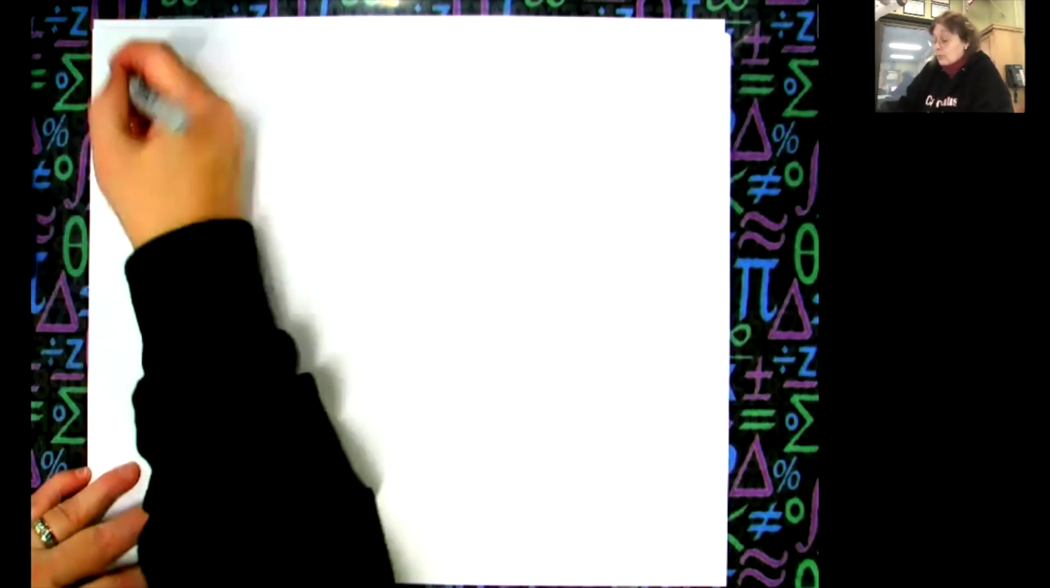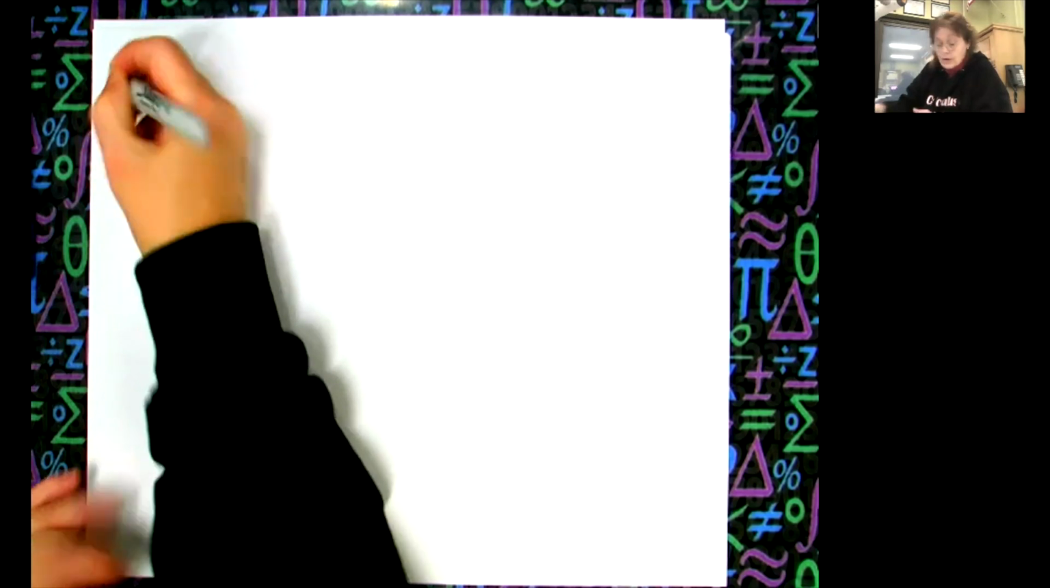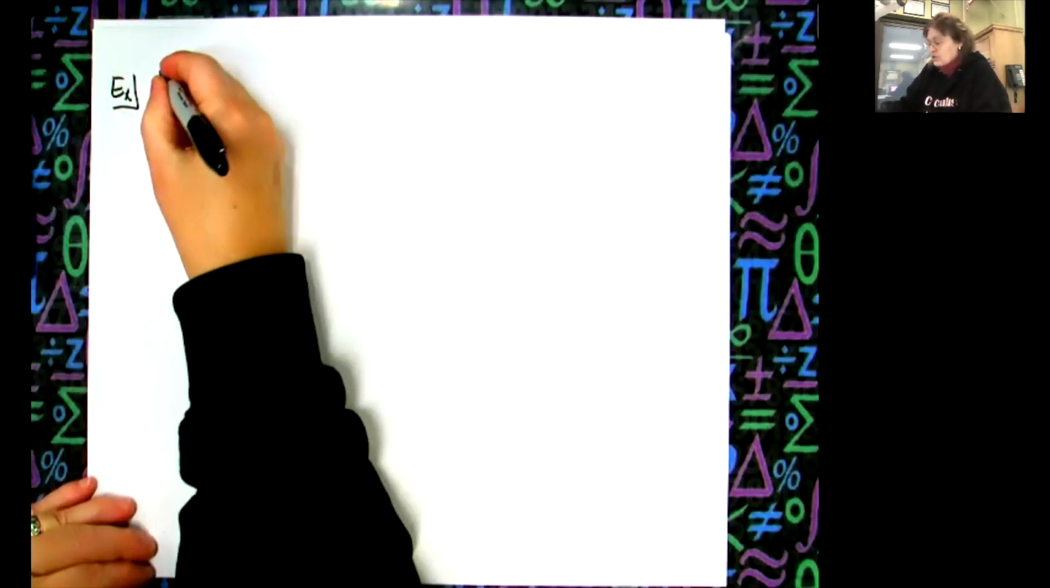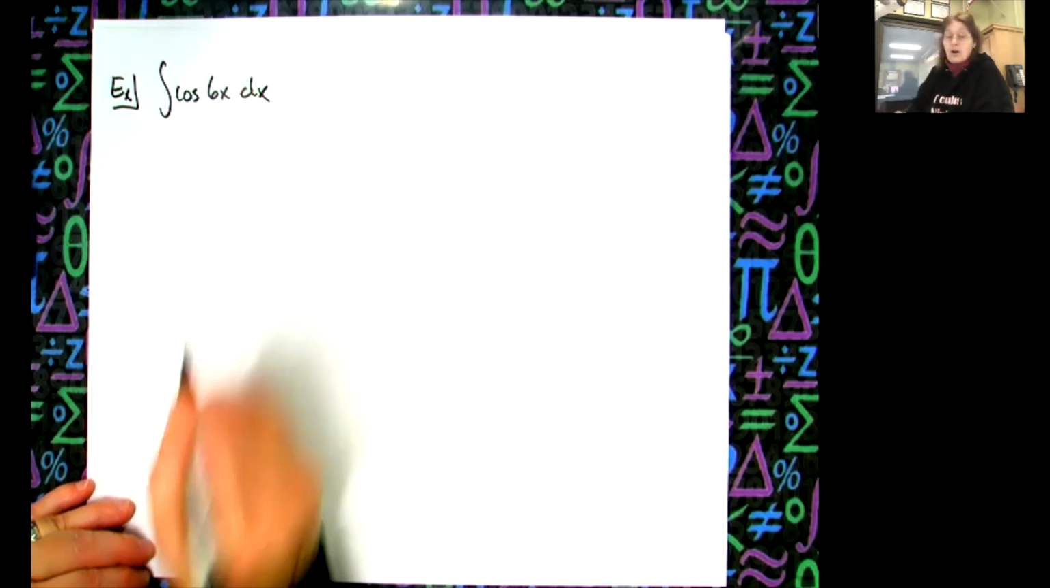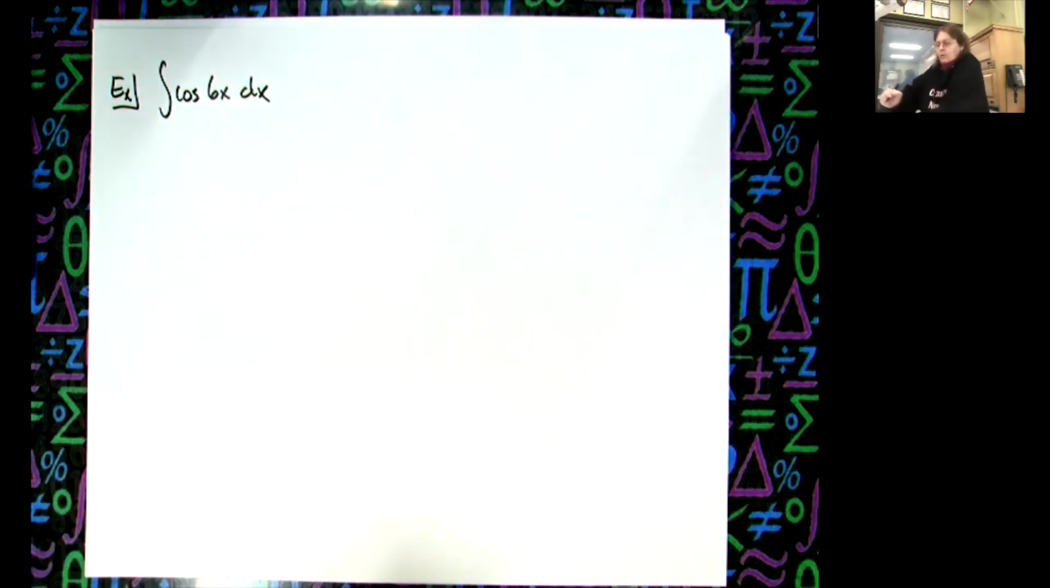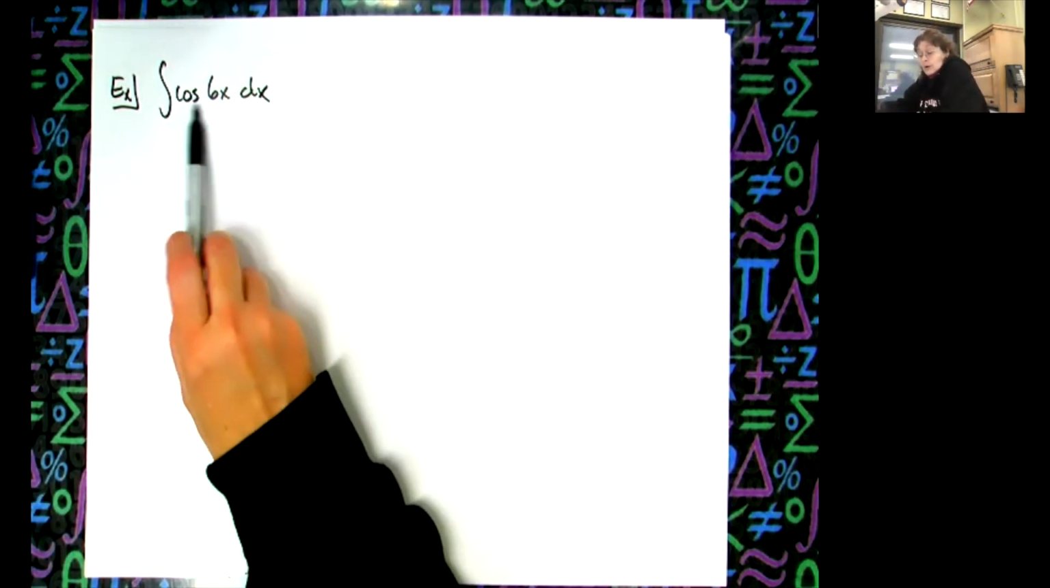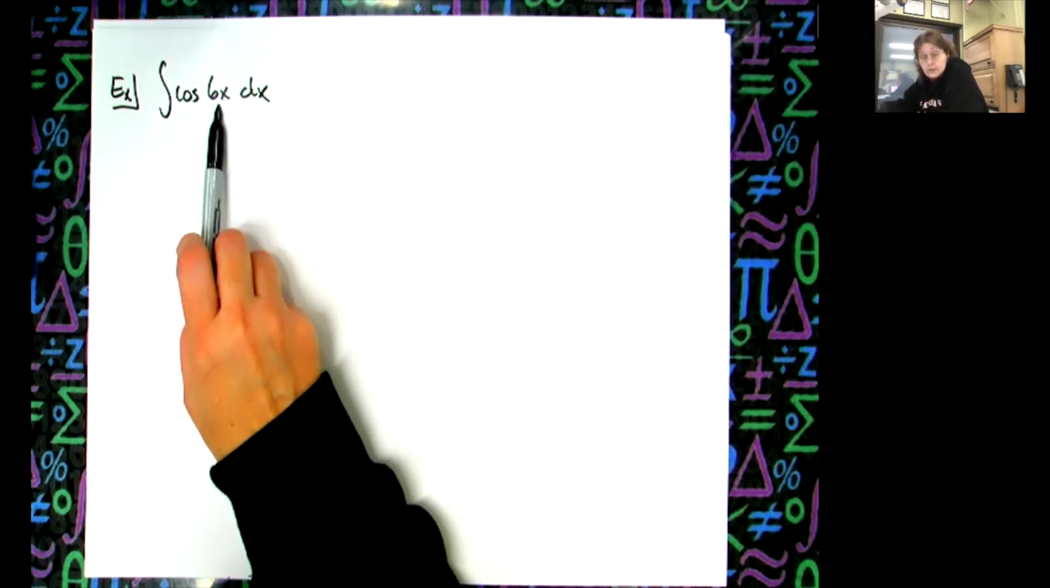Then we'll go to a little bit more challenging one. Let's suppose we had something like, let's just do the integral of cosine of 6x dx. Again, this is going to be a pretty straightforward one. Composite function. My outside function is cosine. My inside function is 6x.